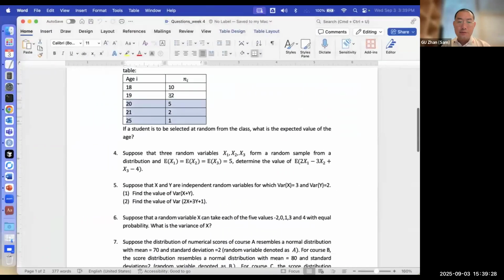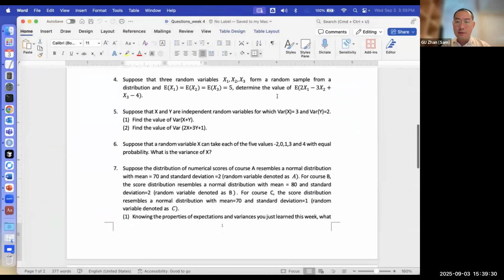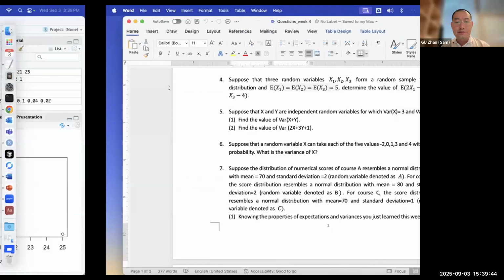16%. Question 4, suppose that 3 random variables, blah, blah, blah, and determine the value of this. This is to test you on the linearity, right? So you move the coefficient out, that's fine, right? Then do with this.